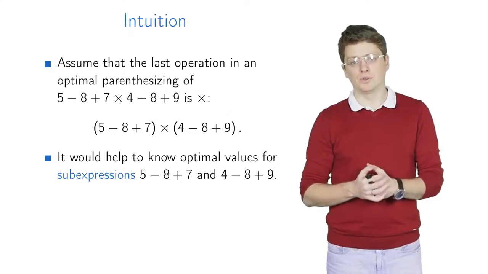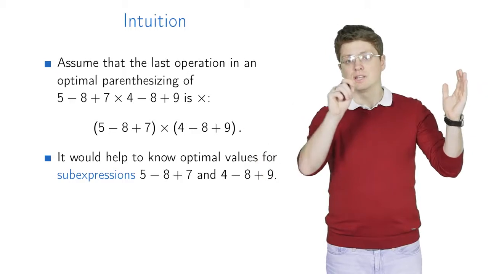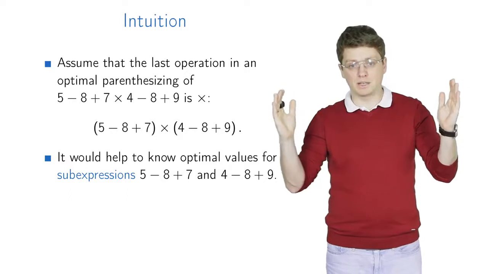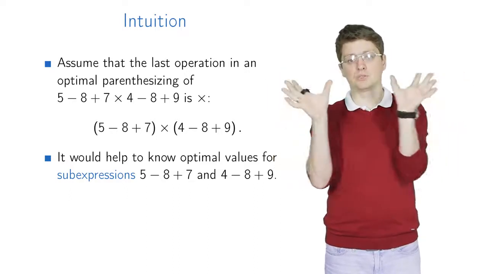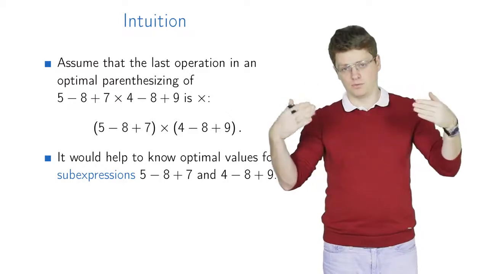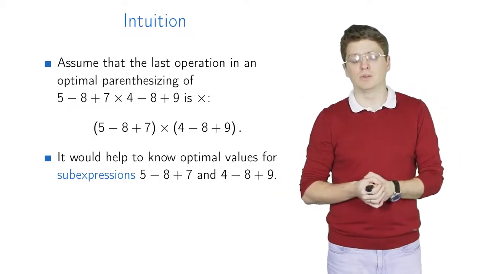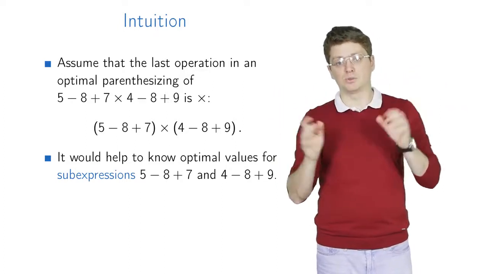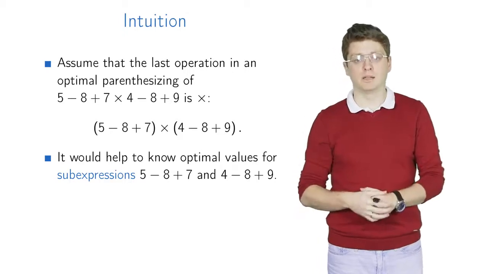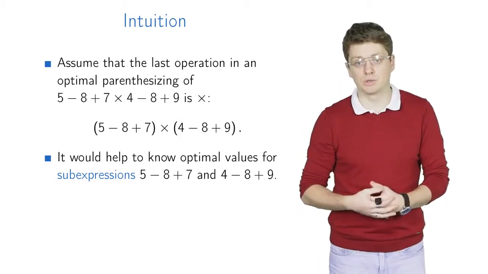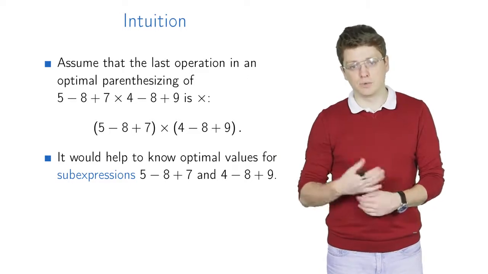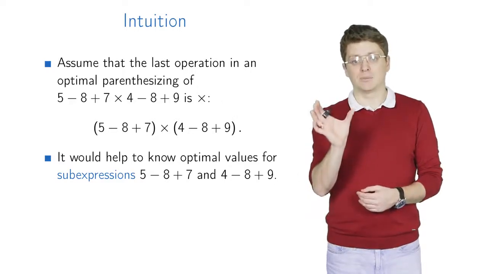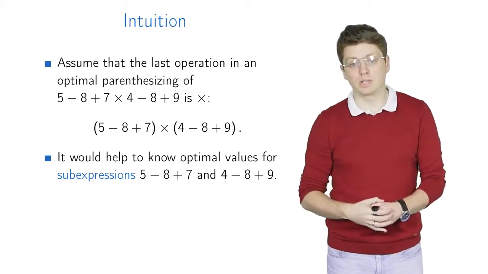And in general, if you have an expression and if you select an arithmetic operation, which is the last one, then it splits your initial expression into two sub-expressions, right? And for both of them, it would be good to know an optimal value. And in turn, each of these two sub-expressions is split into two sub-expressions by the last arithmetic operations, and so on. So this suggests that a good subproblem in our case would be to find an optimal value for any sub-expression of our initial expression.